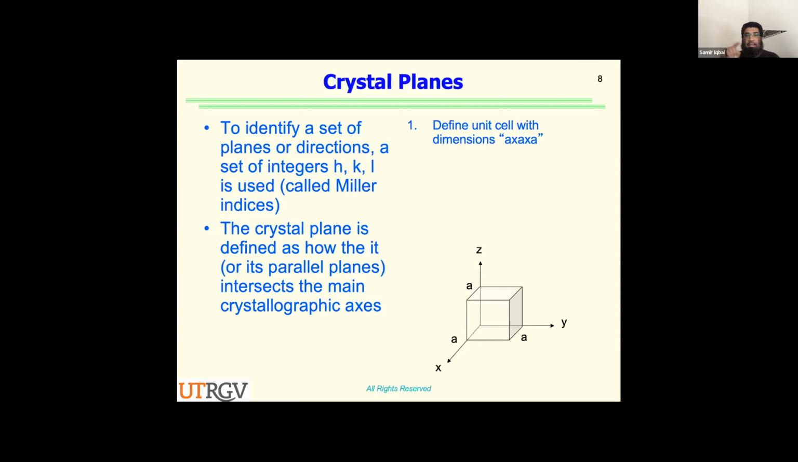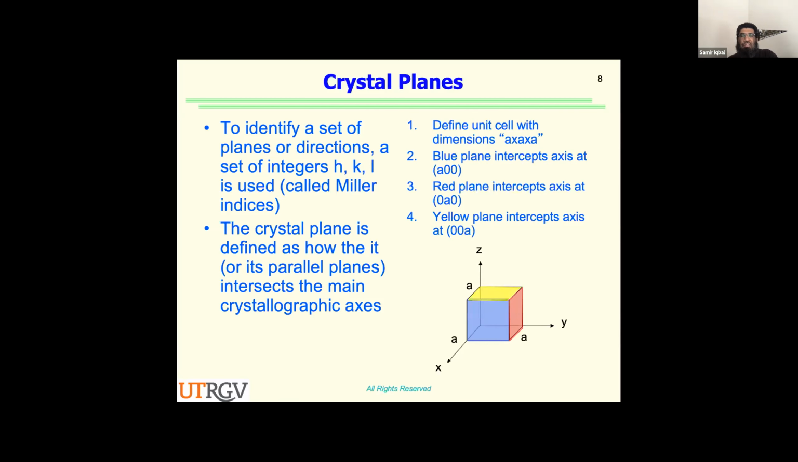Now this a, I put a to show the lattice constant. So we take a cube. Now I say each face of that cube is unique because it's going in a different direction.